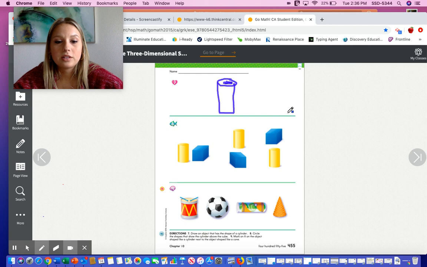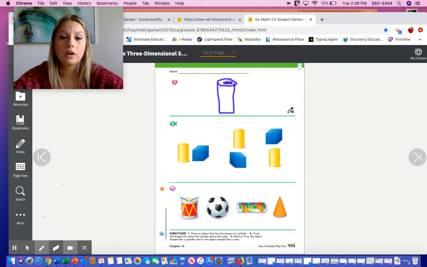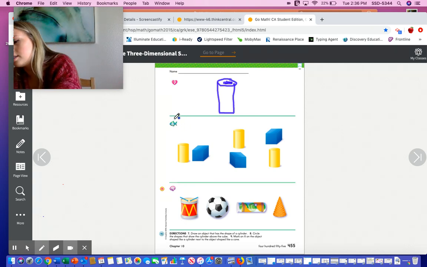Remember, if I move too fast, you can pause me, but there's a lot of problems on this and I want to keep the video short, so I'm going to move on. Find blue, green, I don't know what color that is. Let me see in my book.